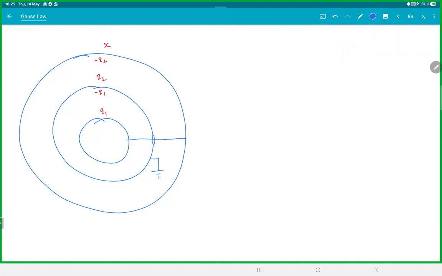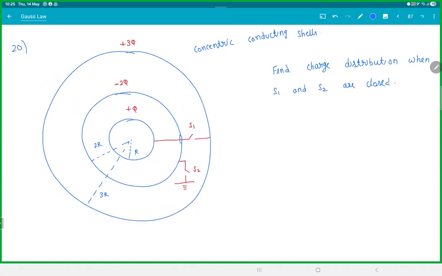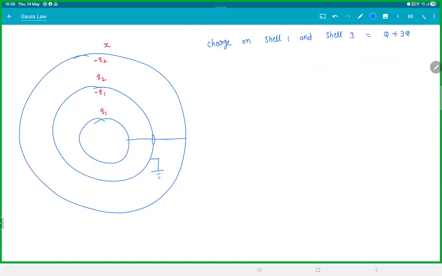Great. So let's start finding them. So let's start with X. The charge on shell 1 plus shell 3 is conserved because they are not grounded. That should be Q plus 3Q. That is the charge on the inner and the outer shell. But how much is this? So charge on the inner shell is Q1. ये तो 0 है. Minus Q2 plus X is equal to 4Q. There I got the value of X. So that's 4Q minus Q1 plus Q2.